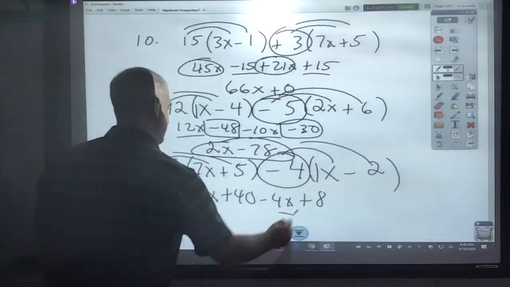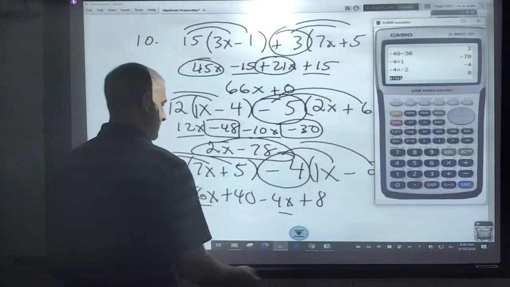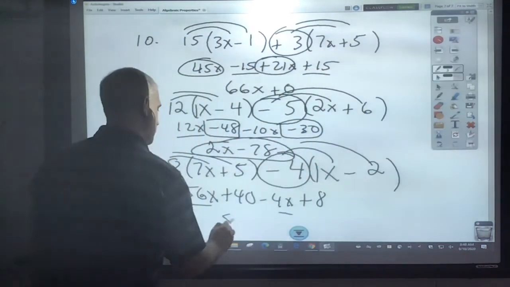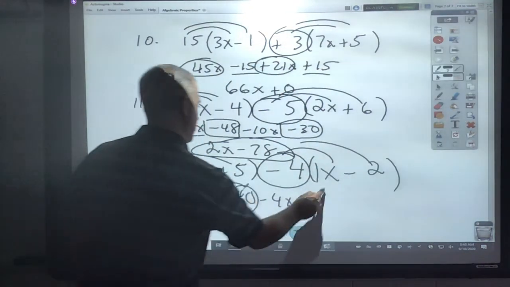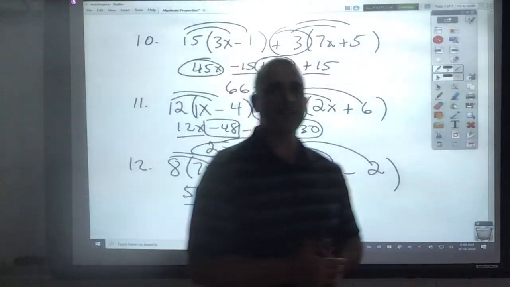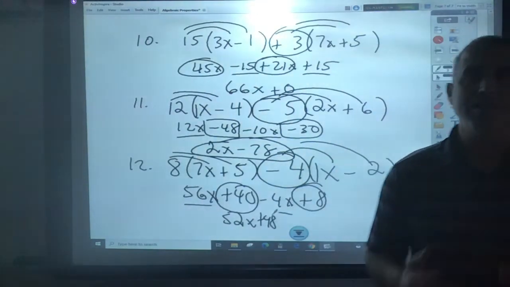Okay, these two would combine. 56 minus 4 is 52. And then 40 plus 8 would be 48. Okay? And that is our lesson on properties and the distributive property.